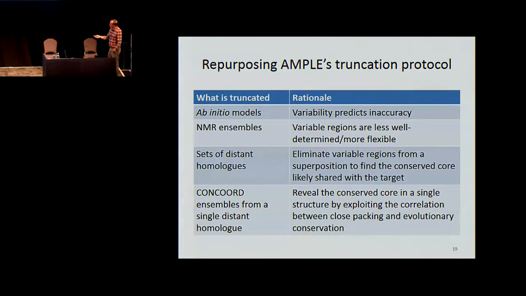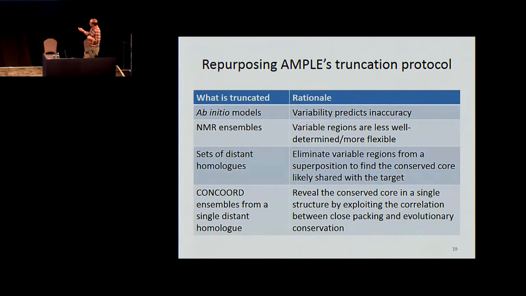So these are cases at the bottom where you can find something homologous in the PDB, but it's actually too structurally divergent to work very easily with the standard tools. These are different approaches you can try at that point. And then finally, we've been experimenting with ways to look at a situation where you have only a single distant homologue, and ways in which you can try and predict where that conserved core is, even in that single structure.